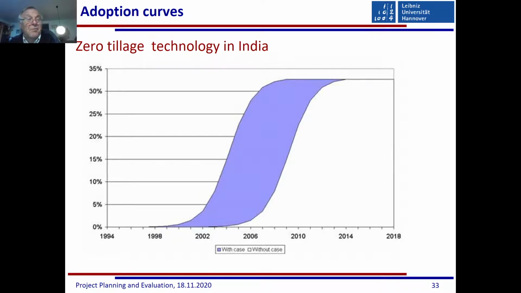Zero tillage means you don't plow the land. Conservationists and agriculturists say you shouldn't plow the land. After harvest you don't plow it, you just seed the seeds into the harvested field, and that's what is called zero tillage.